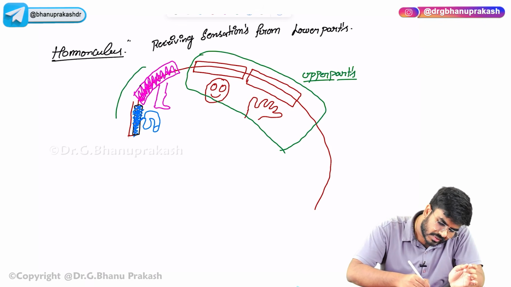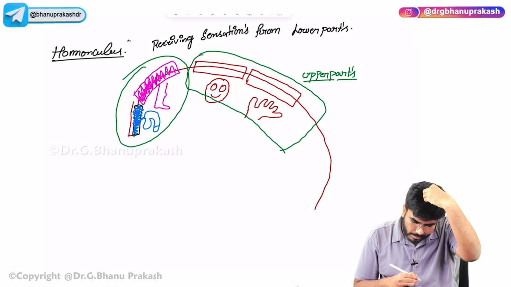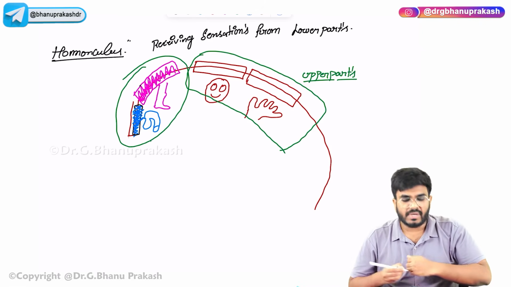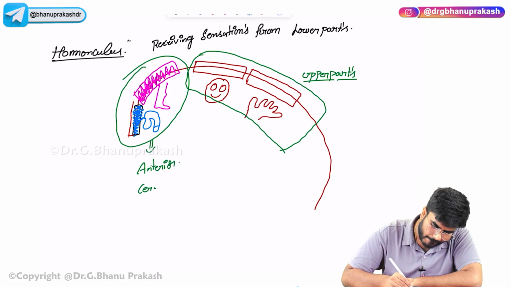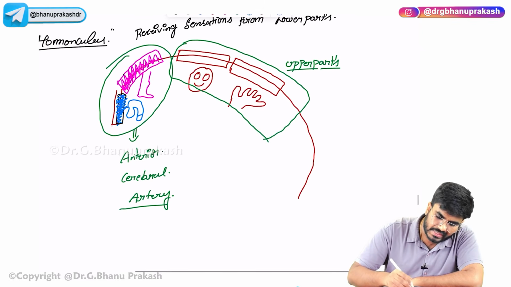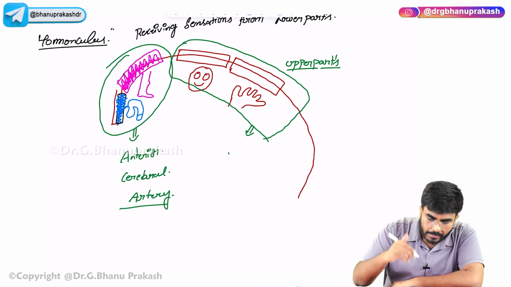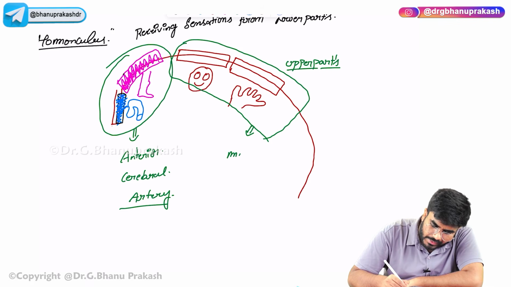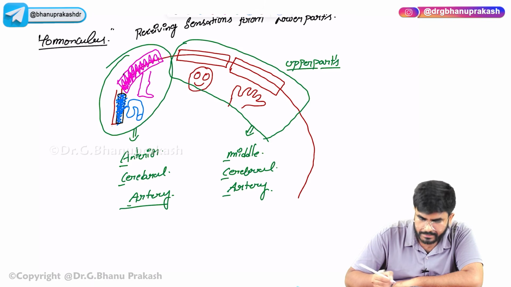The question I want you to know is: the medial most part of the brain, or I should say the medial most part of this somatosensory cortex, is getting its blood supply from which blood vessel? That is the anterior cerebral artery, ACA. Now this lateral part of the brain, which is concerned with the sensory processing from the upper parts of the body, is receiving its blood supply from the middle cerebral artery. So ACA and MCA.